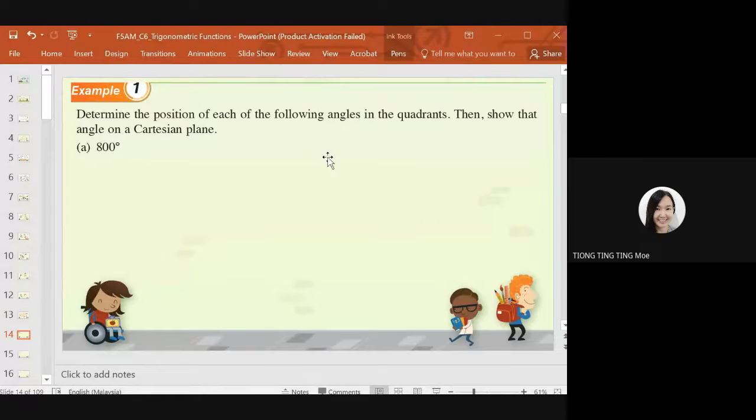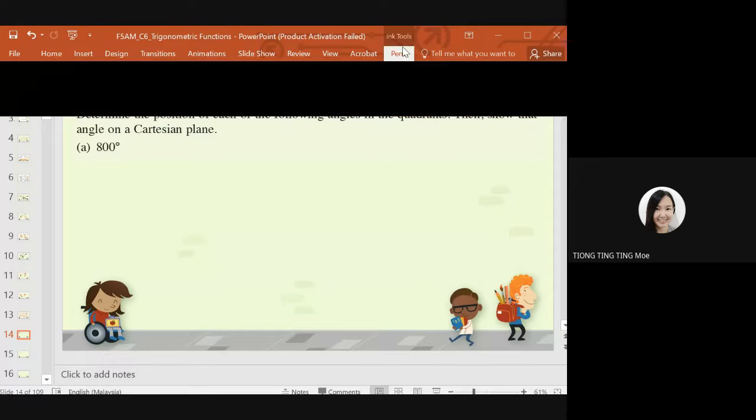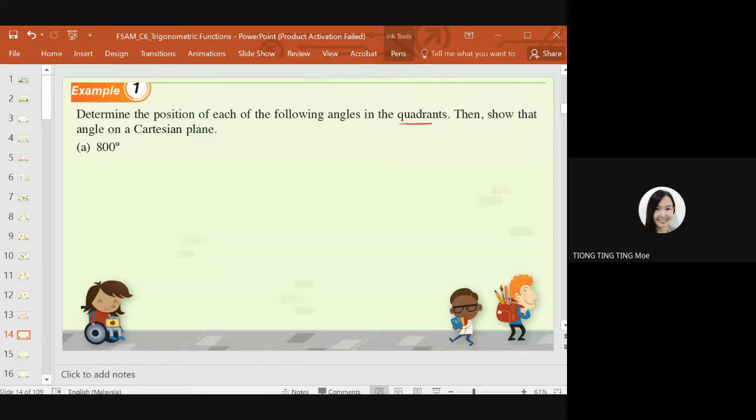So now try one question. We try this question, example 1: how to find the answer in quadrant, then show your angle on the Cartesian plane. For the first one, this is usually how I do it, my steps. I am the lazy type. Okay, I will write first.